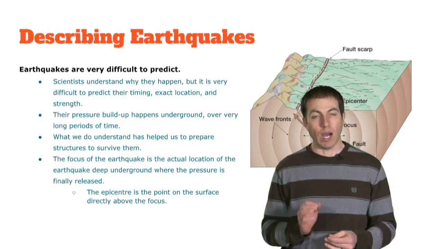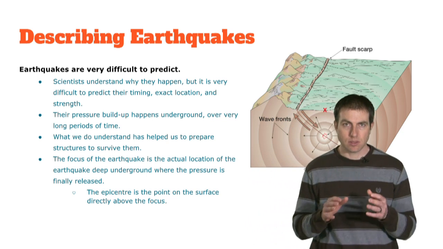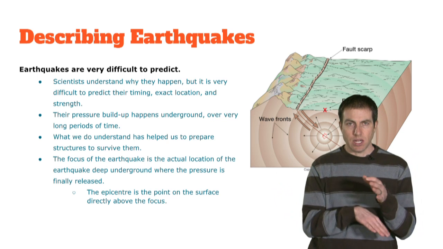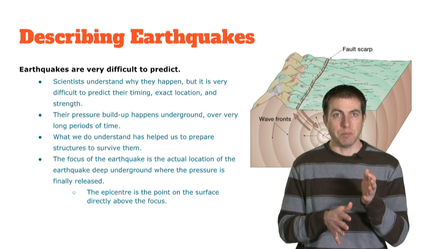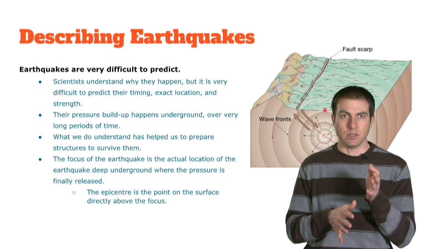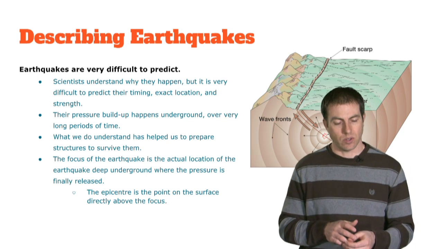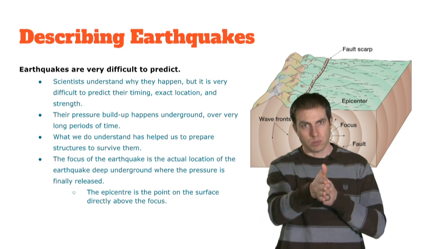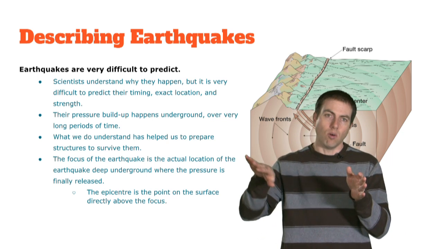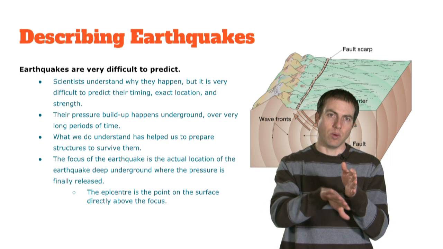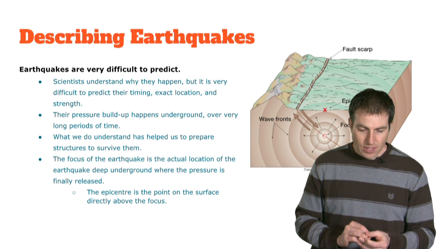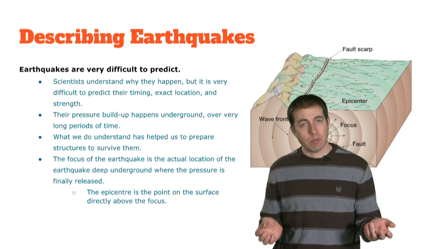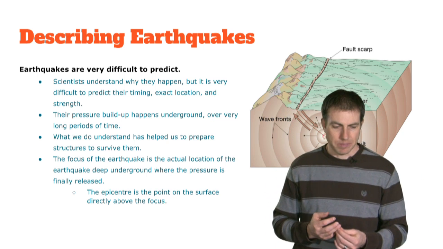We understand why they happen. We know that the plates are either subducting or getting slid past each other, and they get stuck, and the energy builds and builds and builds, and then they slip really quickly, and that's what an earthquake is. So it's either a transform slip going past each other, or one getting subducted under the other one, gets stuck, and then it goes really quickly. It happens underground. It happens over very, very long periods of time.